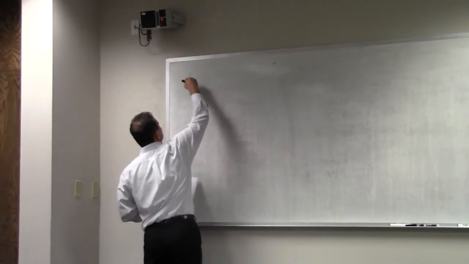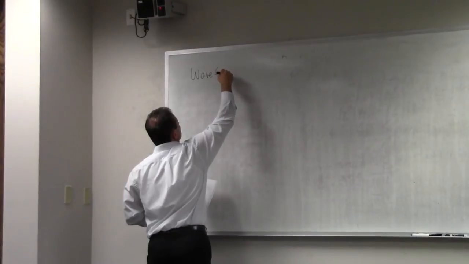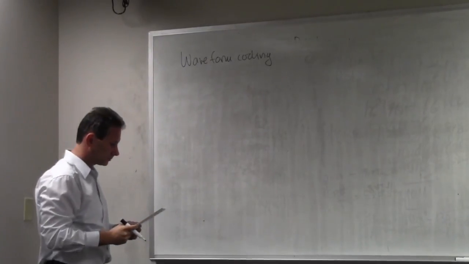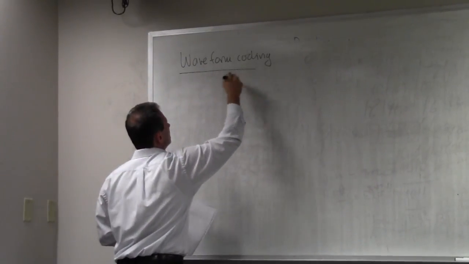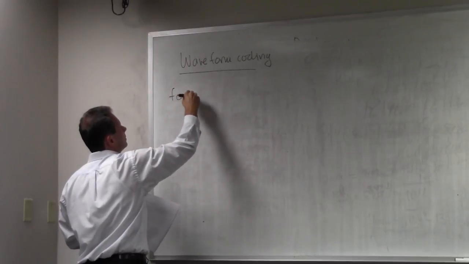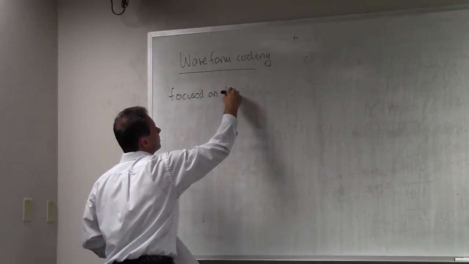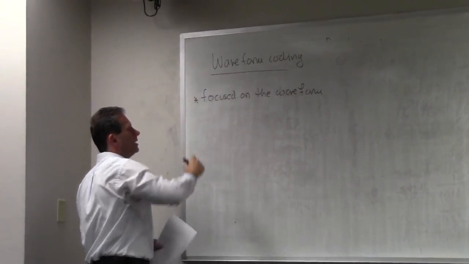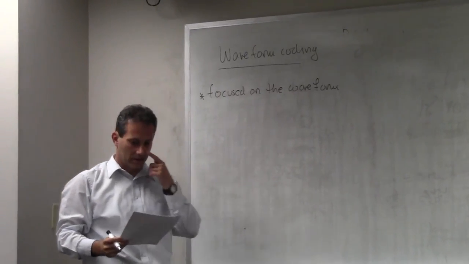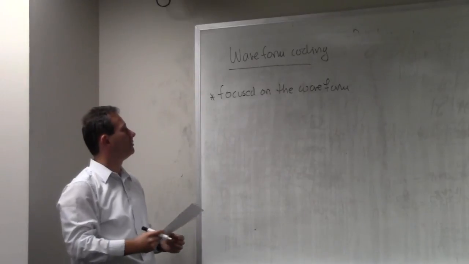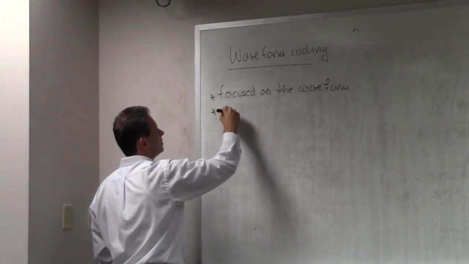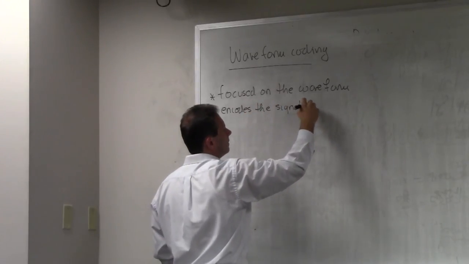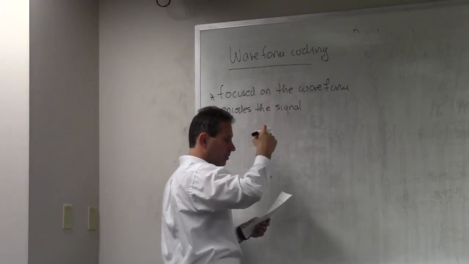So waveform coding. Waveform coding is focused on the waveform, in other words, focused on the signal itself without paying too much attention to what that signal is. And it tries to encode this signal with the smallest possible distortion.